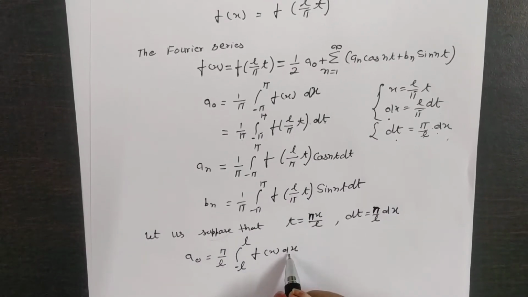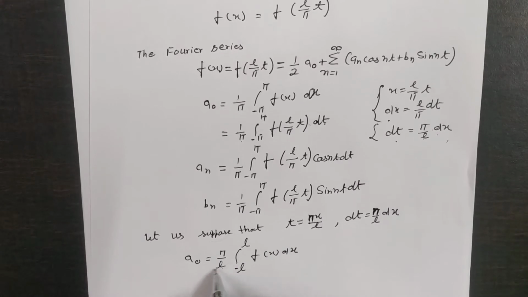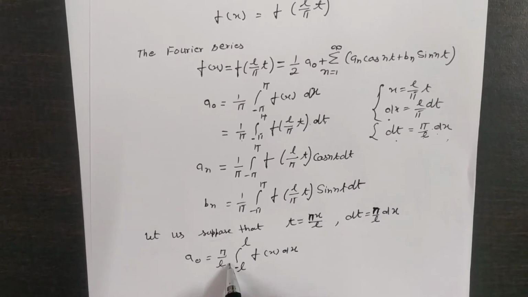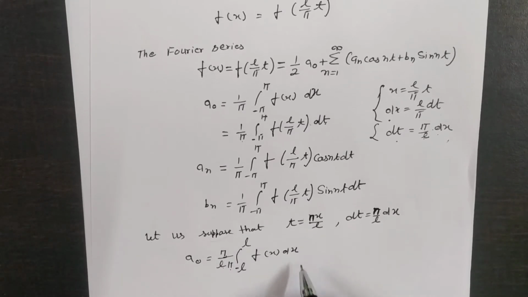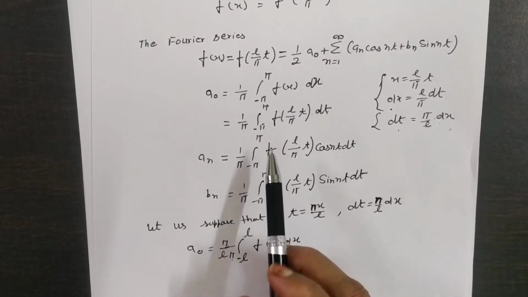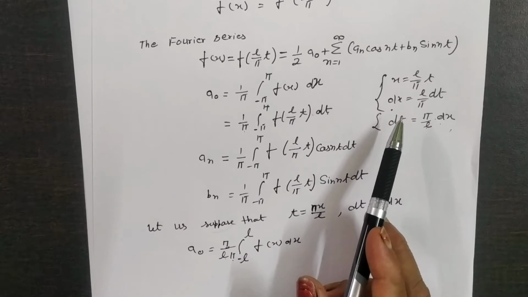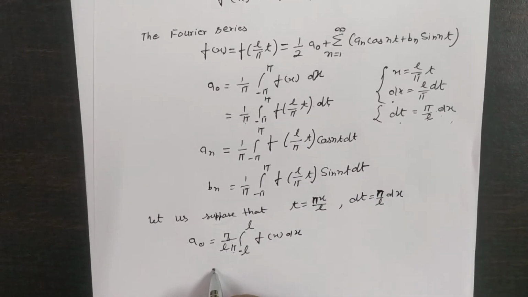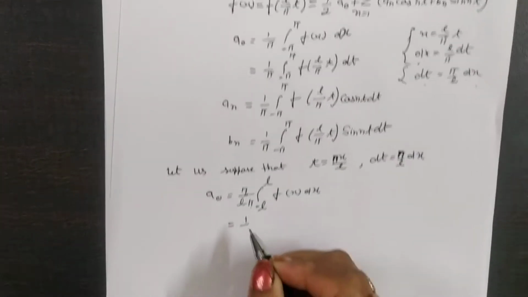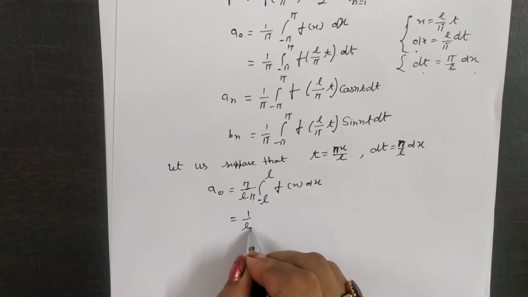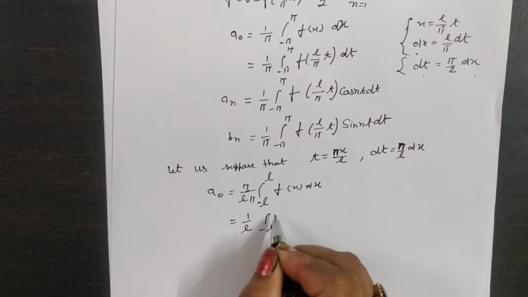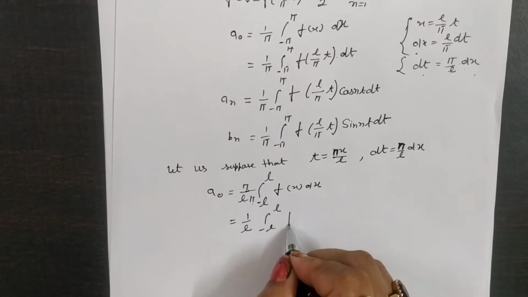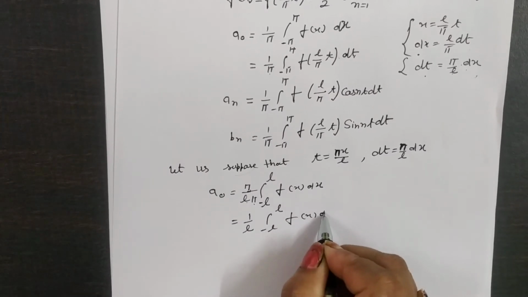Pi by L is here, and also here is 1 by pi, so this cancels out, and for minus pi to pi the limits become minus L to L. So this term can be written as 1 by L, the pi cancels out, integral from minus L to L of f of x dx.